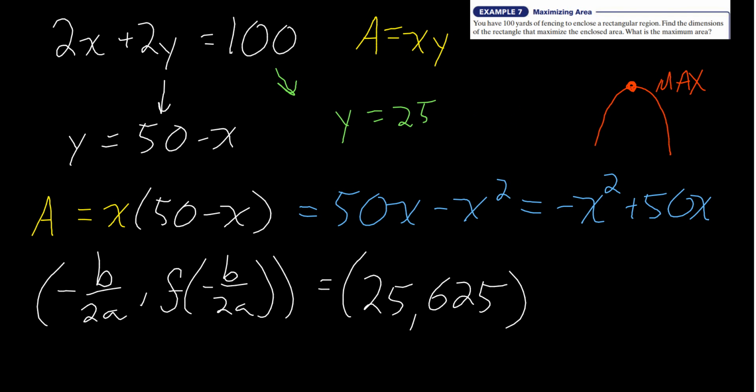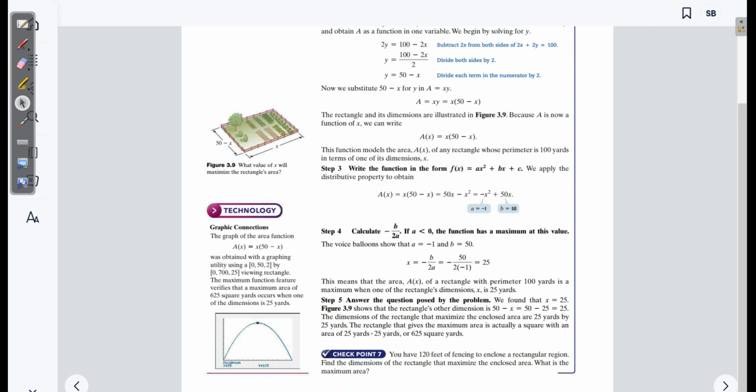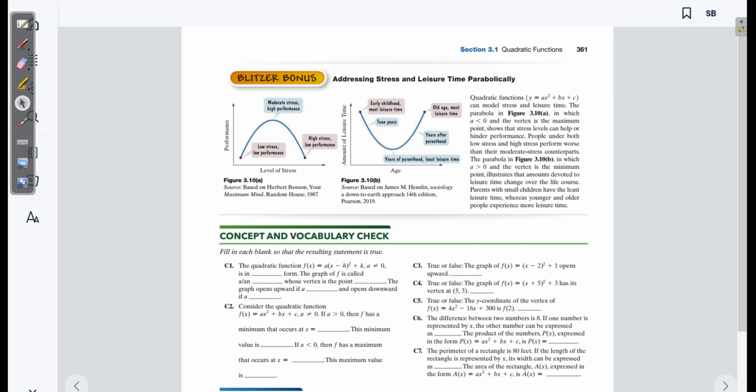So what is the maximum area? Well, if x is 25 and y is 25, 25 times 25 is going to be 625. Again, that's the area, so we would say 25 times 25 is equal to 625, and that is the maximum area. Whew, hopefully you followed along there. If you didn't, hit rewind. And I believe that concludes today's lecture.